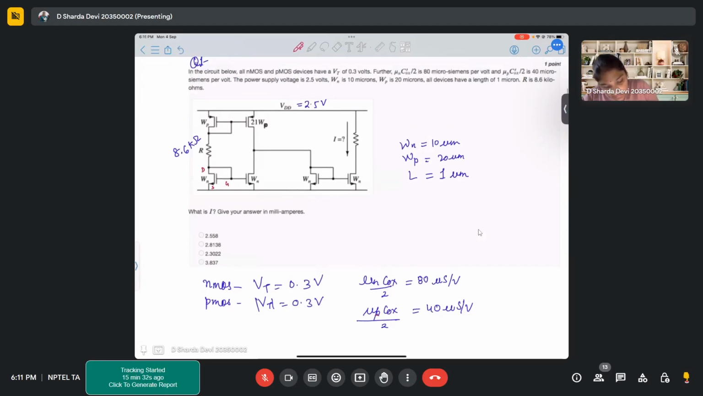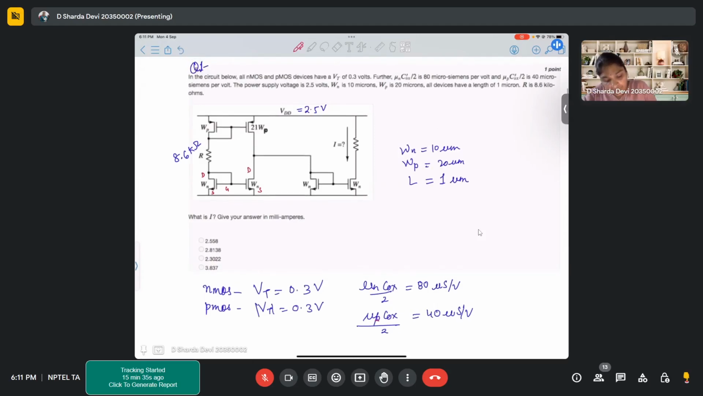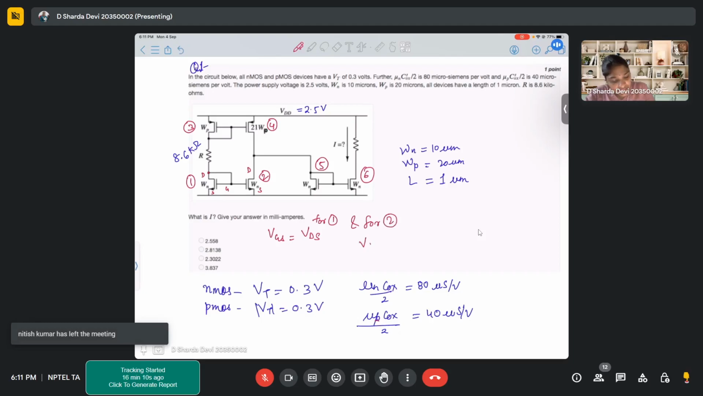So this is drain and this is source. If you observe very carefully, for this particular transistor, let's name them transistor 1, 2, 3, 4, 5 and 6. Okay. So for transistor 1, if you observe very carefully, your VGS is equal to VDS, right? It is a diode connected transistor. And for 2, VGS1 is equal to VGS2.